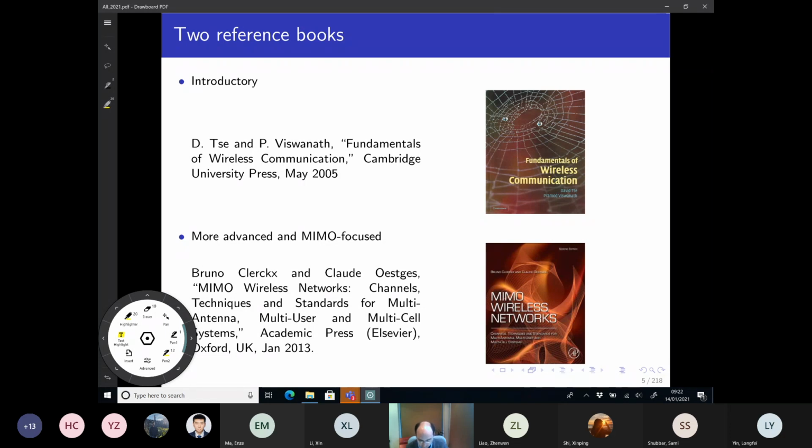This is the second edition of the book, the one that came out in 2013. There is a first edition that came out in 2007, which is really about point-to-point, single-user systems. Here it's about the entire network design with MIMO, so you're looking at multi-user, multi-cell systems. This is a quite comprehensive book on MIMO. We will not cover all of it, obviously. This book has probably close to 700 pages, so we will definitely not cover this. I will mention which sections we'll cover in more detail. But feel free to look at it.